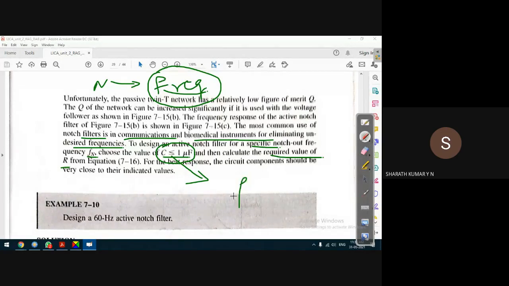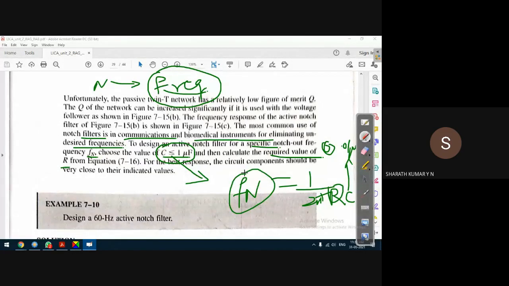What is the formula? Fn is equal to 1 by 2πRC. We know the value of C, meaning we have selected the value of C, let's say, for example, 0.1 or 0.01 microfarad. Based on that, find the value of R for a given value of notch-out frequency Fn.